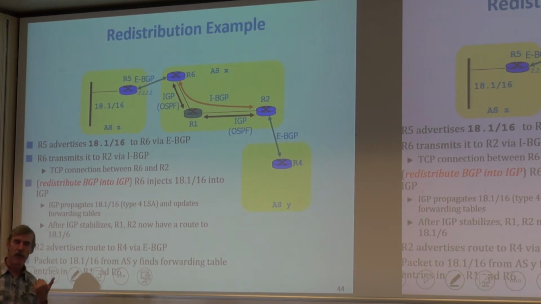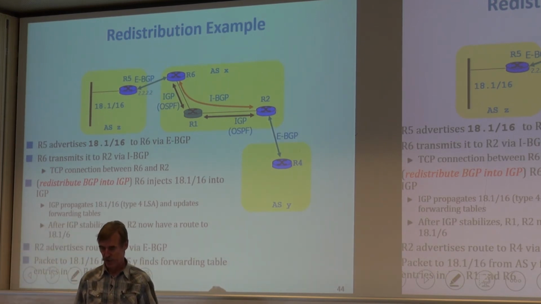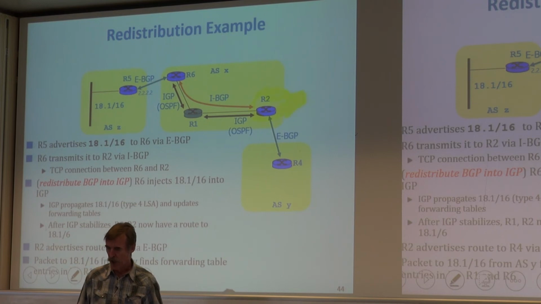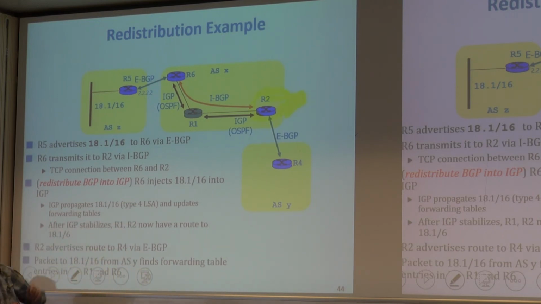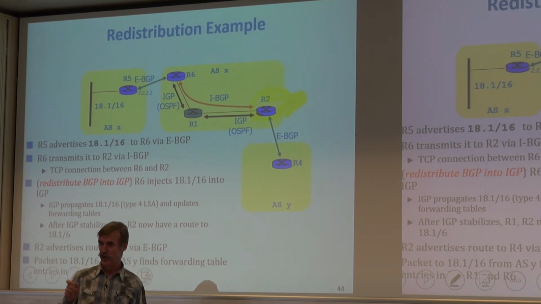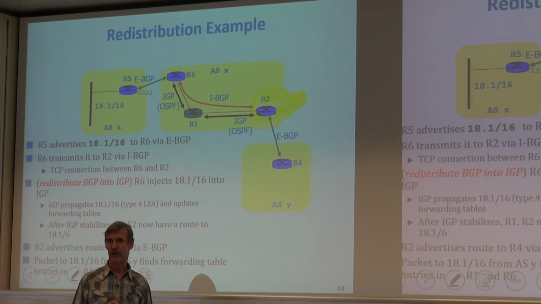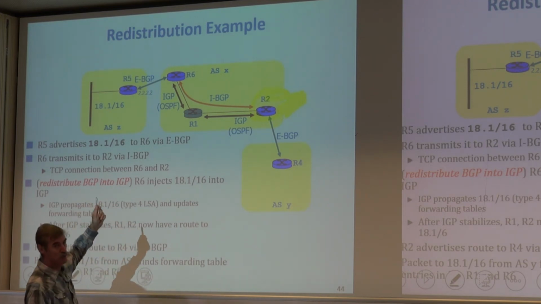Okay. Now, if we do injection and not redistribution, R2, which is shown here in yellow, R2 will do the same thing. R2 learns from R6 this route. If R2 does injection, which is invariably always done by Cisco routers, R2 will inject into the forwarding table the entry 18.1.16 and next hop 2222.